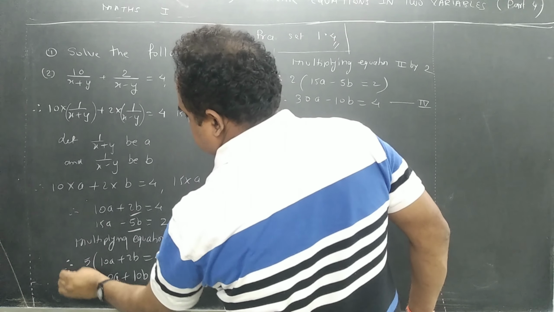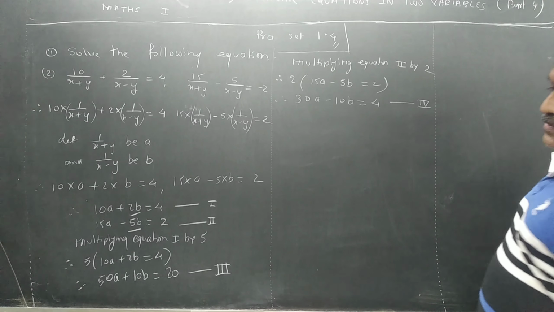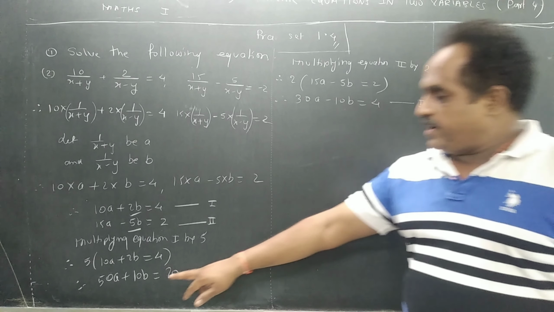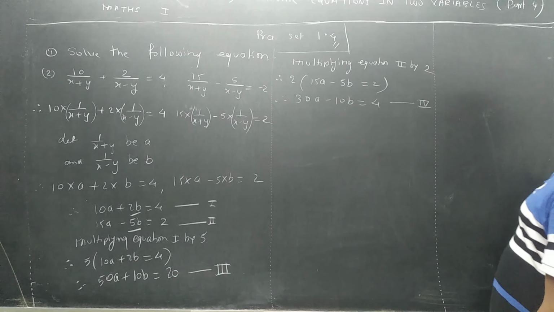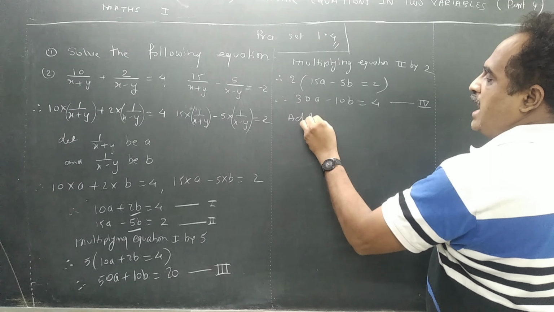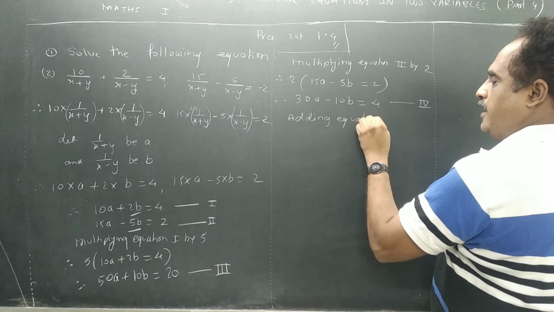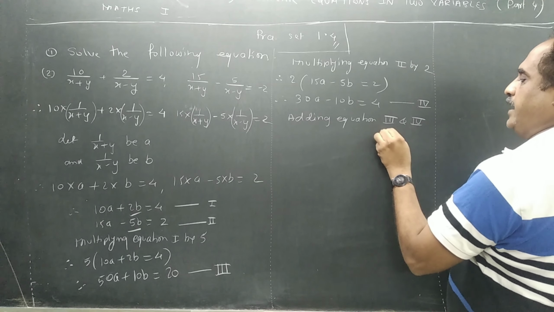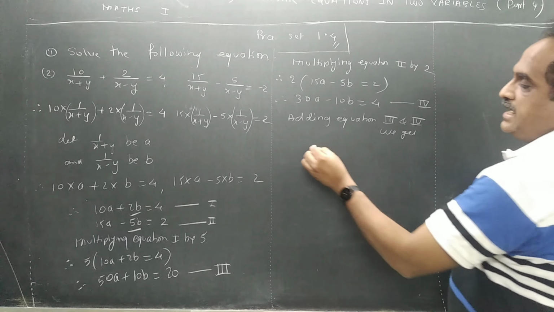Have you understood this? Now, once you got this, see equation number 3 and equation number 4. It is plus 10a, it is minus 10a, 10b and plus 10b, minus 10b. So what am I going to do? Adding equations 3 and 4, we get it. So if I'm adding equation 3, what is that?